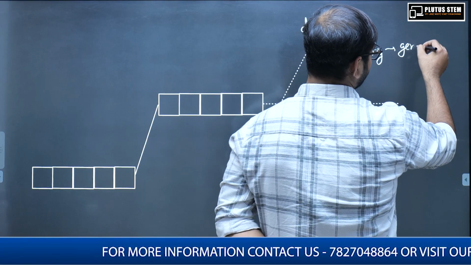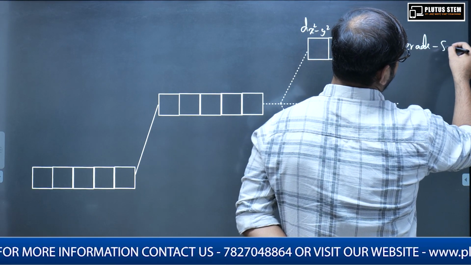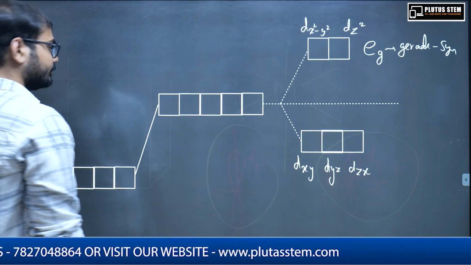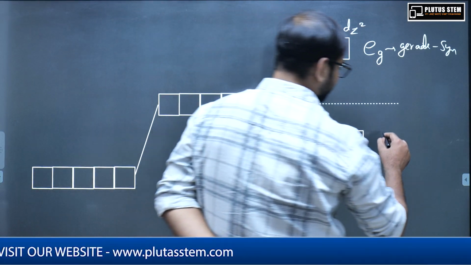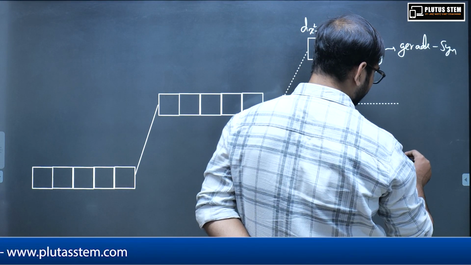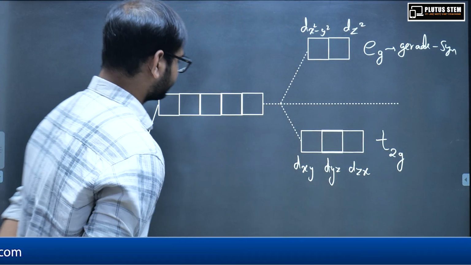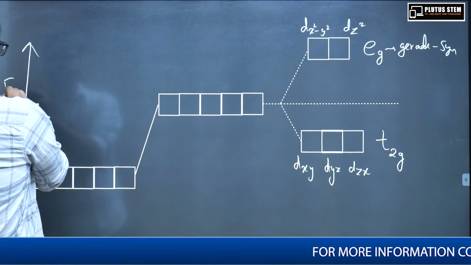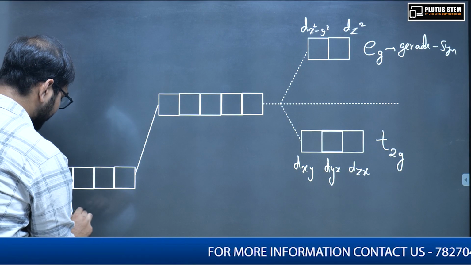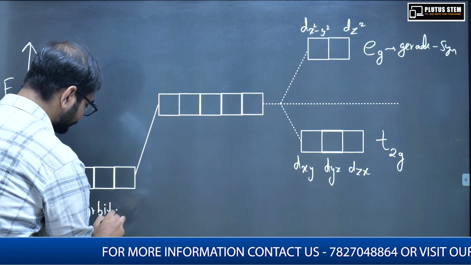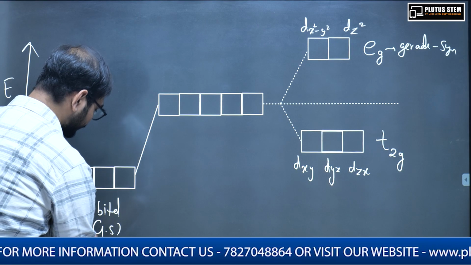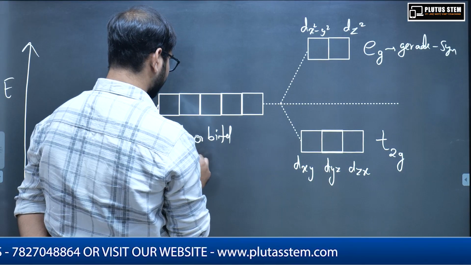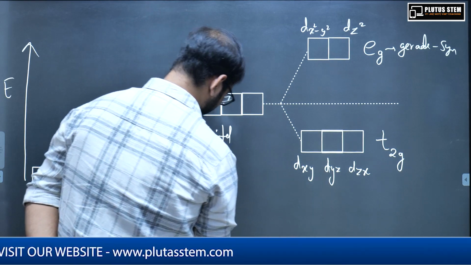gerade. Gerade means that it is symmetrical, and we can see that octahedral complexes are symmetrical in nature. The lower set of orbitals is called the t2g set of orbitals. Energy increases in this direction. This is our d orbitals in the ground state, while these are the orbitals which are in the excited state.